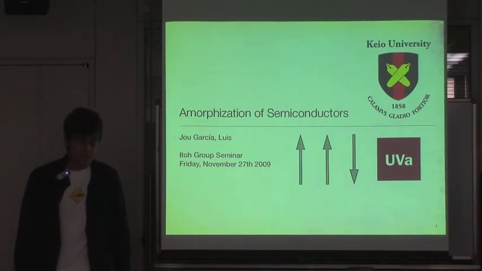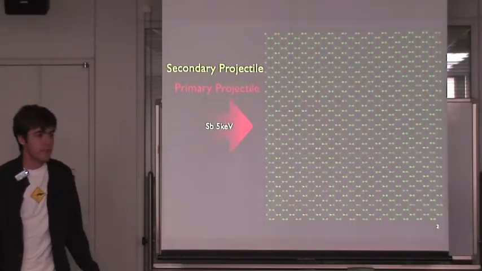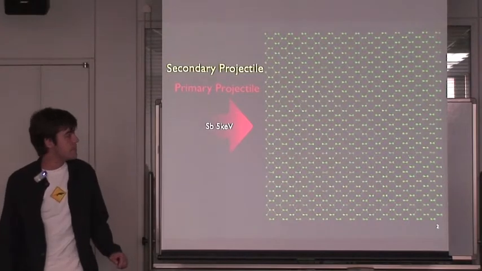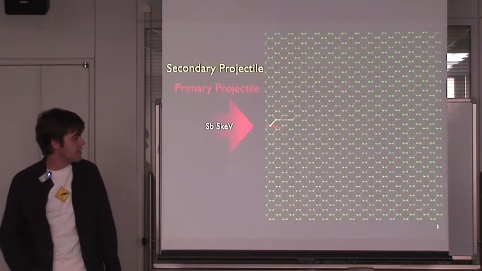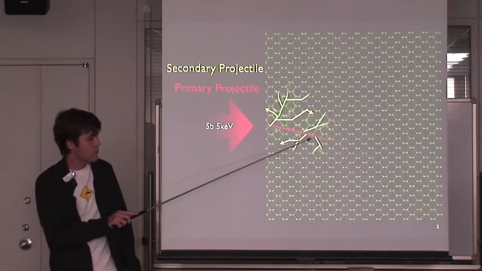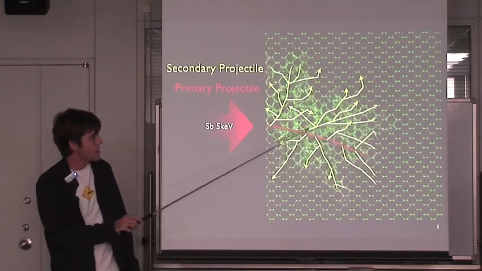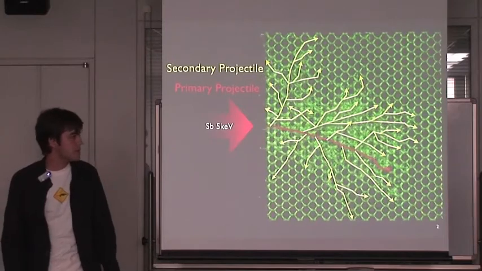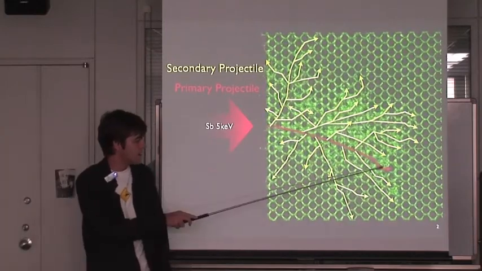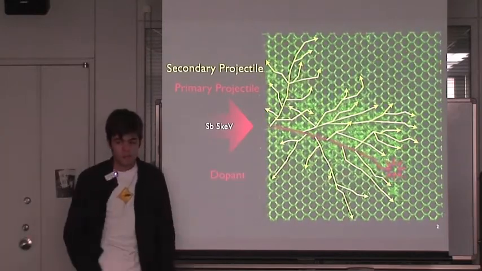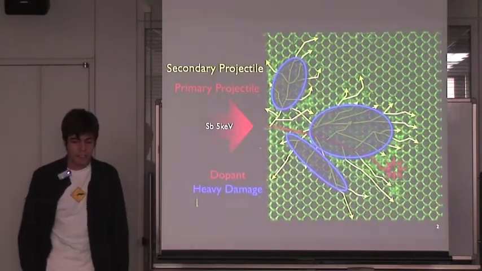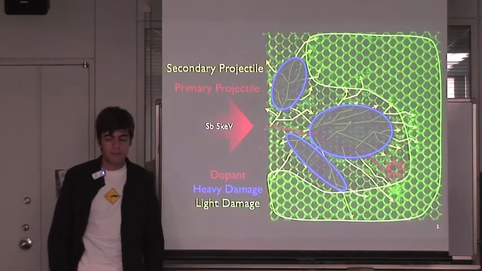First of all, let's see what amorphization is. This is an example of how a material, silicon, amorphizes when we implant an atom. As you can see, the main atoms follow this way, and secondary projectiles recoil and produce extra damage. So finally, we have here the dopant atom, some heavily damaged areas, and some lightly damaged areas.